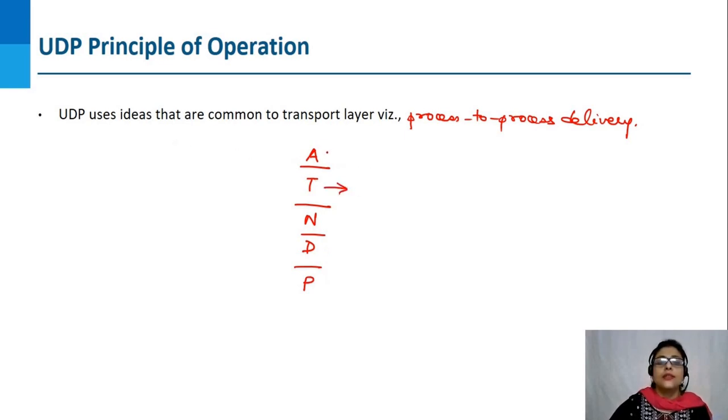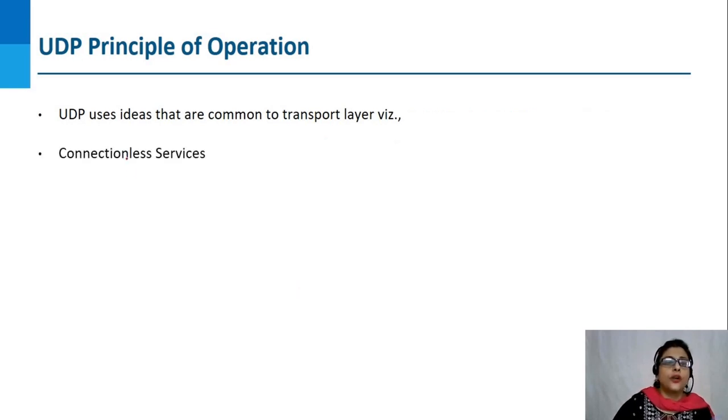We can have several processes running at the application layer. They move to the transport layer via the socket interface, and it is the UDP protocol that is used at the transport layer for process-to-process delivery. Process means a program in execution. It is mainly used for connectionless services. For UDP to operate, there is no need of any connection setup.